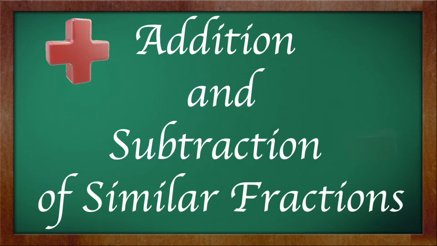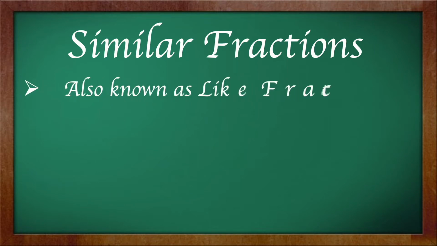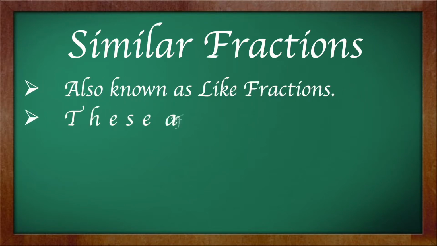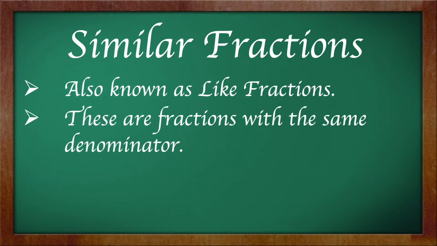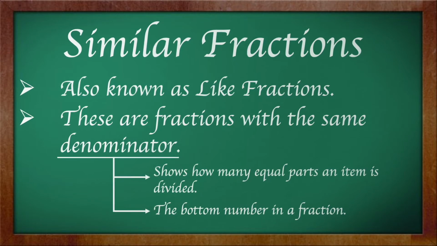Addition and subtraction of similar fractions. Similar fractions, also known as like fractions, are fractions with the same denominator. The denominator shows how many equal parts an item is divided into. It is the bottom number in a fraction.